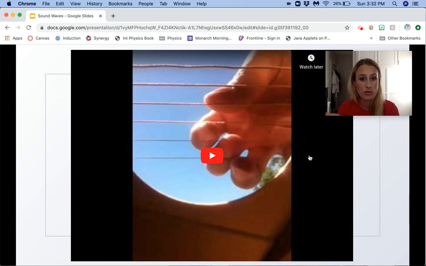So since these are strings, they are going to be exhibiting transverse waves. Now those transverse waves then create a disturbance in the air molecules around the strings, which then creates a longitudinal wave, a sound wave, that then comes to your ear, hits your eardrum, vibrates your eardrum, sends signals to your brain. All right, so that's how sound waves work, and that's how string instruments work.